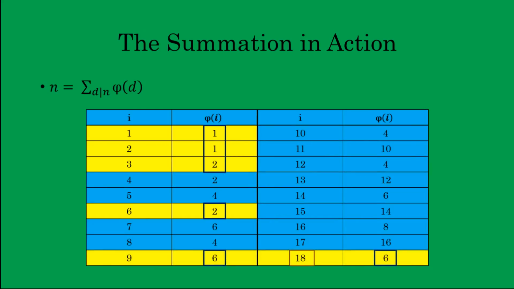And if we chose 18, you can verify that for yourself. So 1, 2, 3, 6, 9, and 18 are all the divisors. And if you take the phi values, they also sum up properly. However, now let's see the proof.